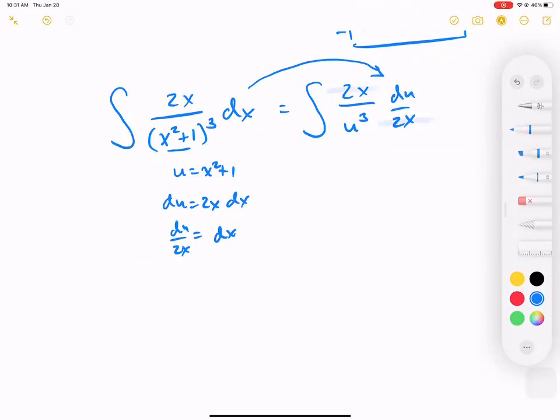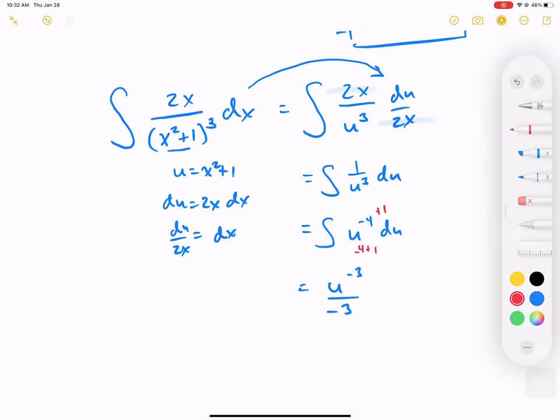Now, re-looking at this problem, this is an integral of 1 over u cubed du. You could have skipped this step and written this instead, the integral of u to the negative 4th power. And then this is just a power rule problem. The power rule is n plus 1 over n plus 1. So it's going to be u to the negative 3 over negative 3. It'll be negative 4 plus 1.